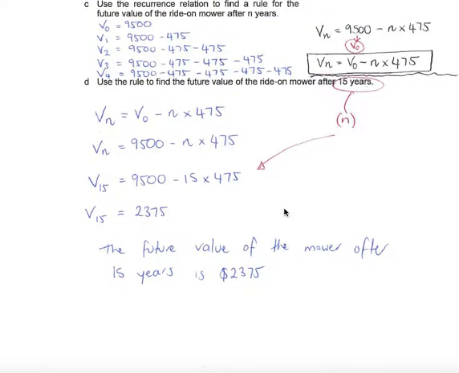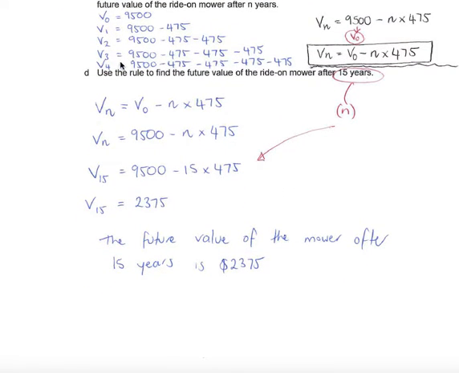D then talks about, we can't continue doing this. It's not really sustainable. We need to use that general formula now. So we're going to say, n is now 15. So the value after 15 years is 9,500, take 15 times that 475. And that value would then be $2,375 after 15 years.